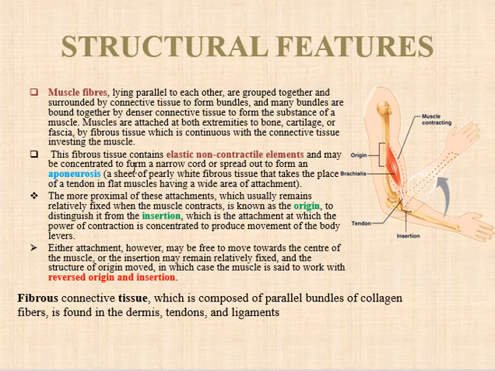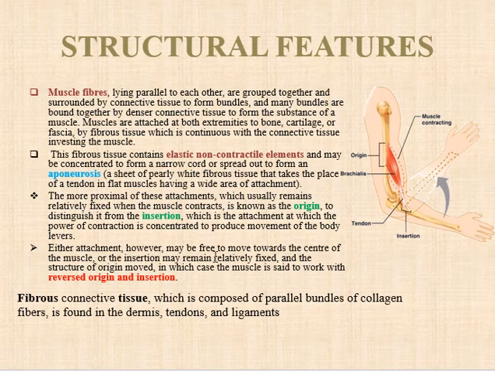This fibrous tissue contains elastic, non-contractile elements and may be concentrated to form a narrow cord or spread out to form an aponeurosis, a sheath of purely white fibrous tissue that takes the place of a tendon in flat muscles having a wide area of attachment. The more proximal of these attachments, which usually remains relatively fixed when the muscle contracts, is known as the origin, to distinguish it from the insertion, which is the attachment at which the power of the contraction is concentrated to produce movement of the body levers.